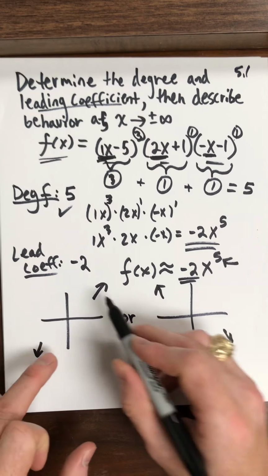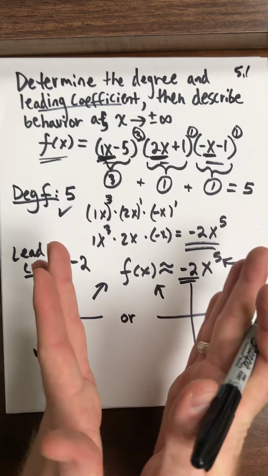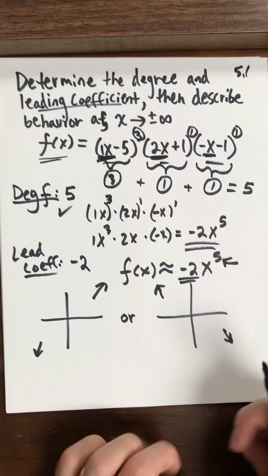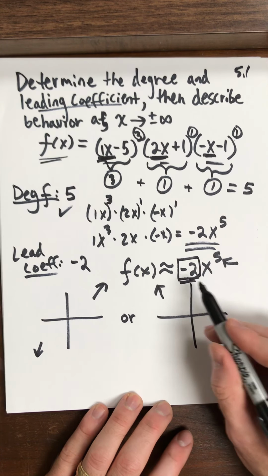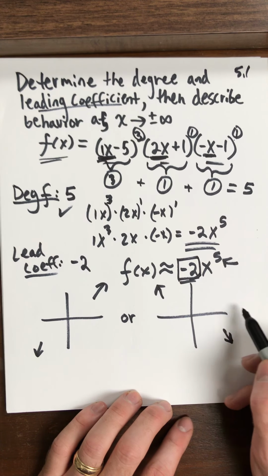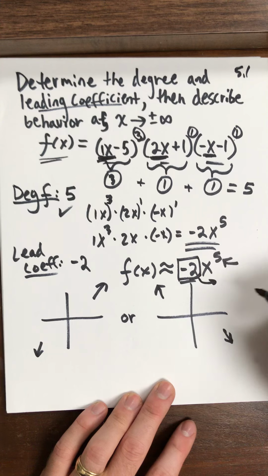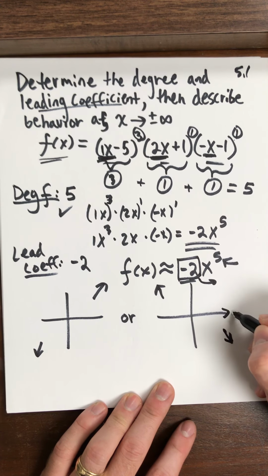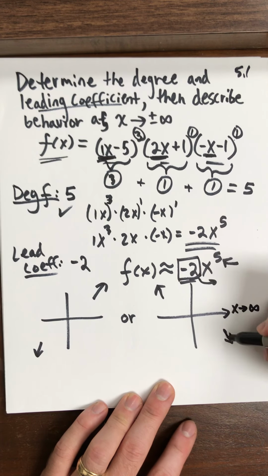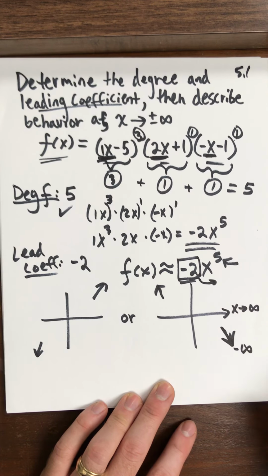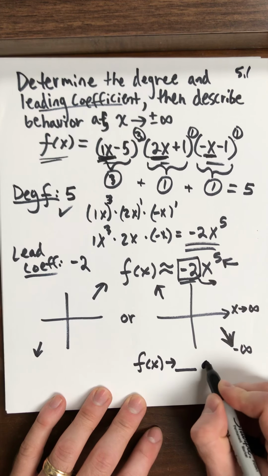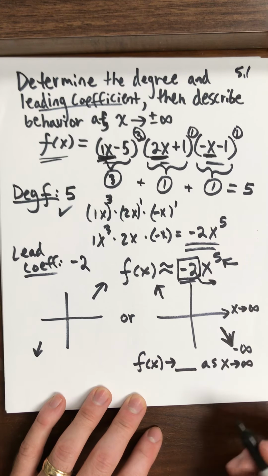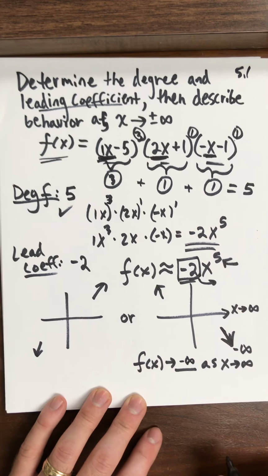So odd tells me opposites. Even degree tells me the same. So if one's going up, the other's going up. So since it's odd, it's opposites. Now, the negative 2 here, this tells me that I'm going down on the right-hand side. So the right-hand behavior, as x gets really big in the positive direction, okay, as x goes to positive infinity, my right-hand behavior is going down to negative infinity. So how do I write this? F of x goes to blank as x goes to infinity. I write negative infinity for my solution.